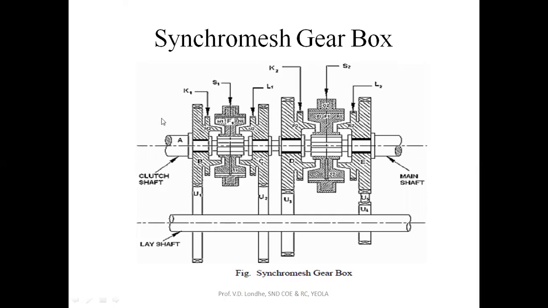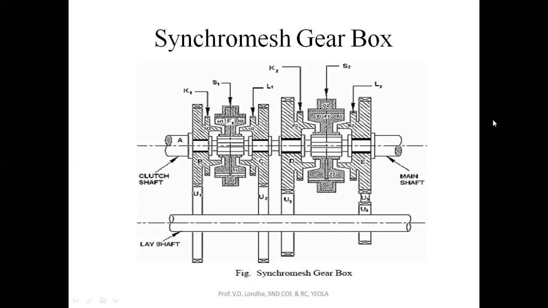This is the shaft which is coming from the engine, that is the clutch shaft, and this is the shaft which is going to transmit, that is the main shaft, the output shaft. On this lay shaft, the gears are placed in a fixed position. There will be no translatory motion of these gears on the lay shaft as well as on the main shaft. In this way, the Synchromesh gearbox works.